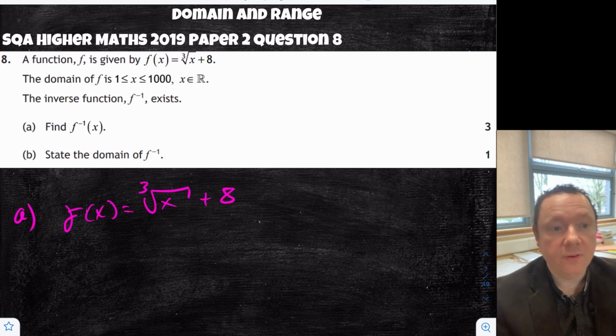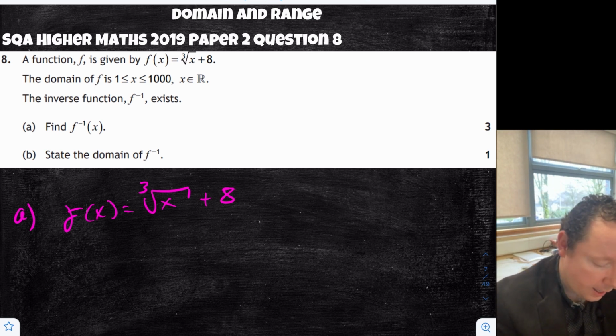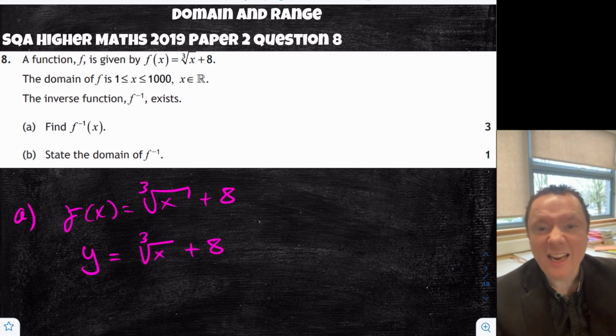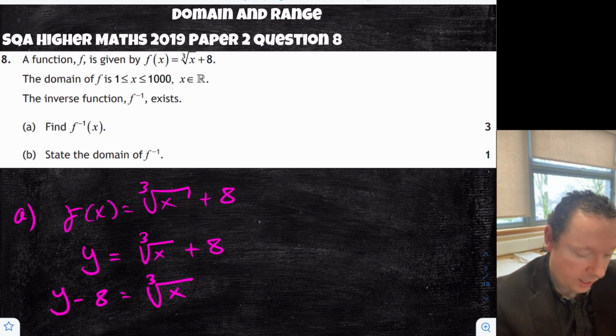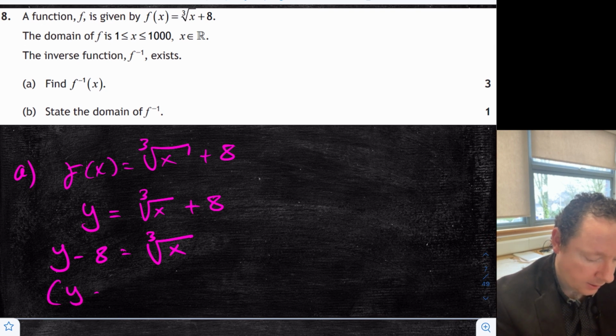There's a number of ways to find the inverse function, but most of the time, let's just call that y. Y equals the cube root of x plus 8. If I make x the subject, I've found the inverse function. So I'll take 8 over the other side. I get y minus 8 equals the cube root of x. So I can cube both sides to get y minus 8 cubed would equal x.